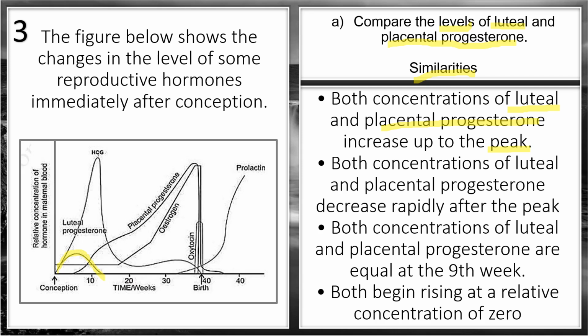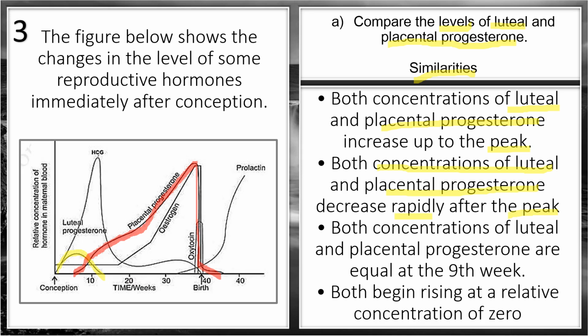Then we have the progesterone. Progesterone is this one here. It rises, reaches the peak, and after reaching the peak, it goes down completely, it reduces completely down. Both concentrations of lutein and placental progesterone decrease rapidly after the peak.